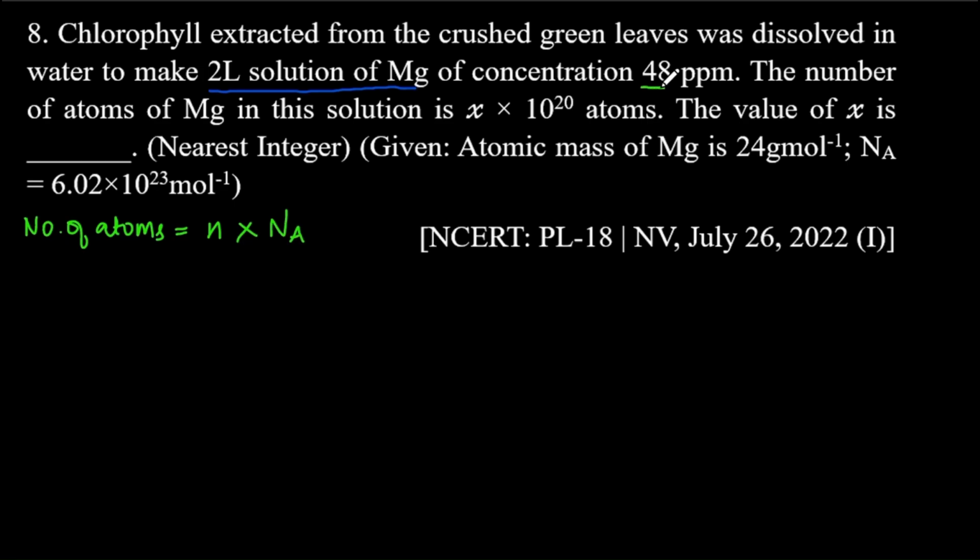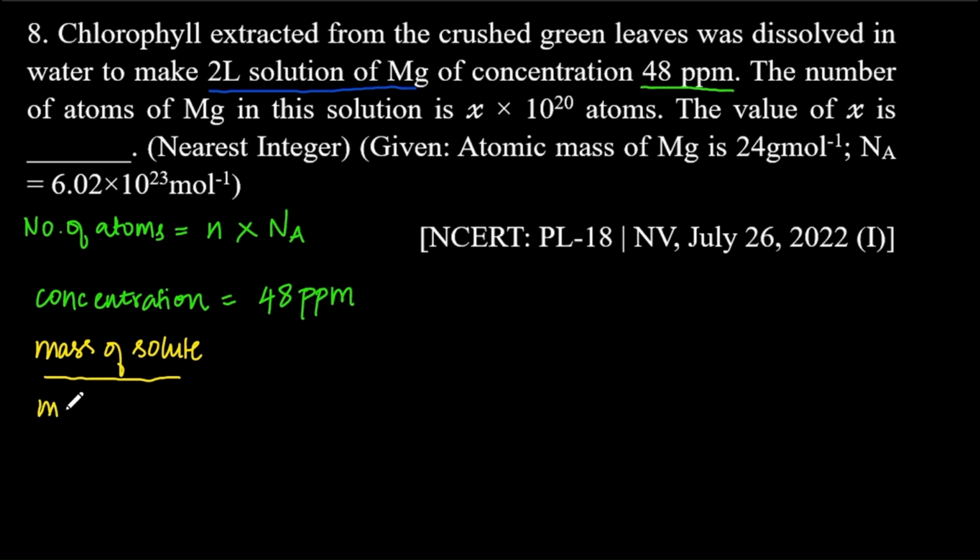So in this question, the concentration of magnesium dissolved in water is given as 48 parts per million. The formula for parts per million is mass of solute divided by mass of solution into 10 power 6. So this everything is equal to 48. Now we don't know the mass of solute. Solute in this case is magnesium and this magnesium is dissolved in water. So we know the mass of solution because in the question volume of solution is given as 2 liter.